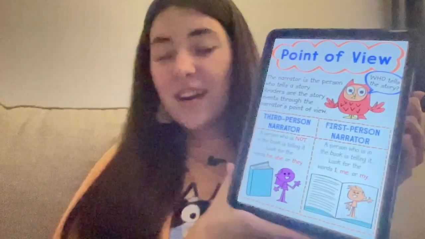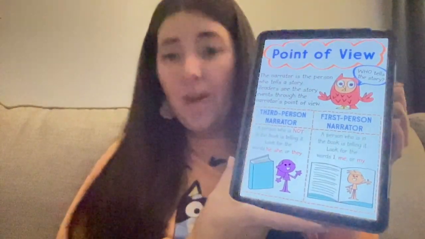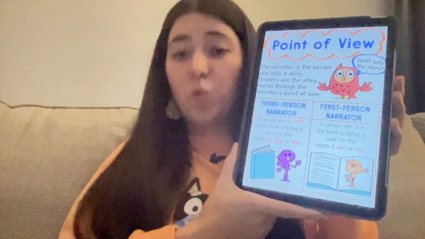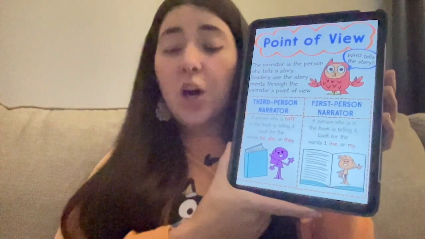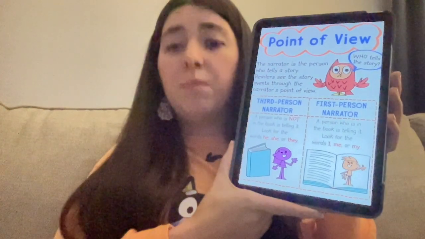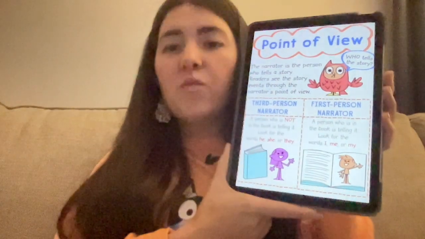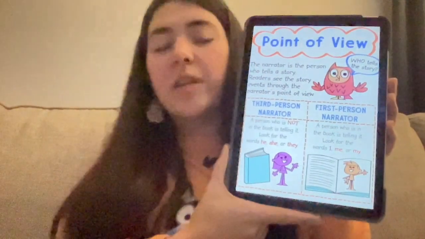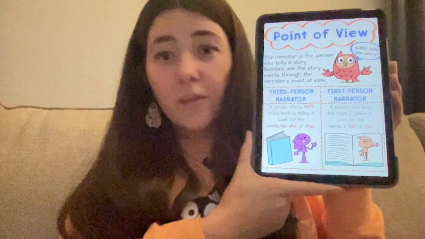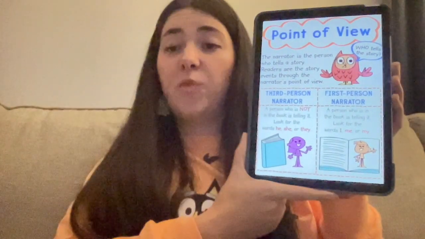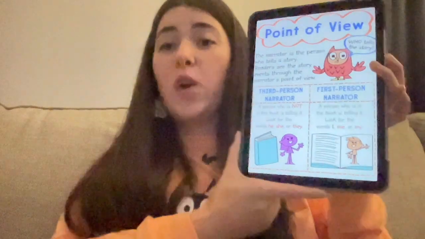Today's anchor chart is on point of view. The narrator is the person who tells a story. Readers see the story events through the narrator's point of view. So this owl is saying, who tells the story? Do you get it? It's saying who because an owl says who.